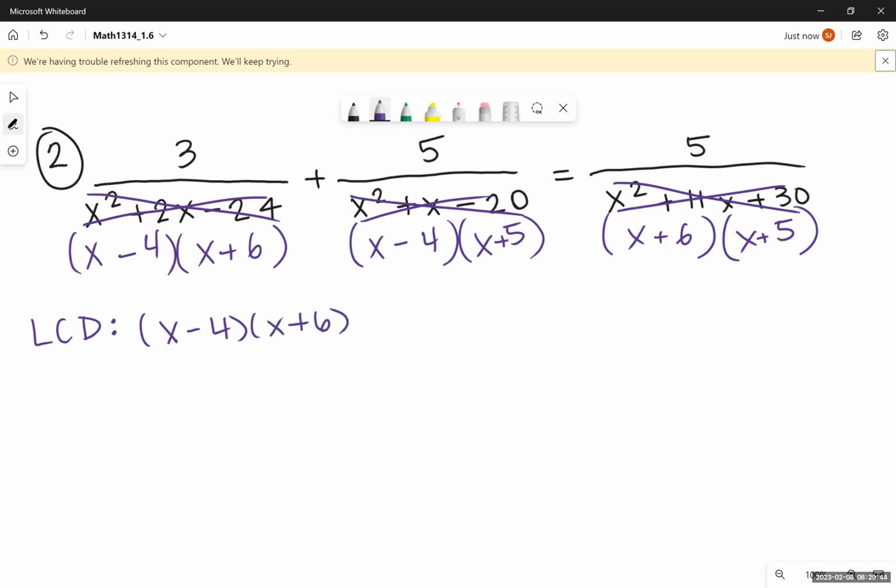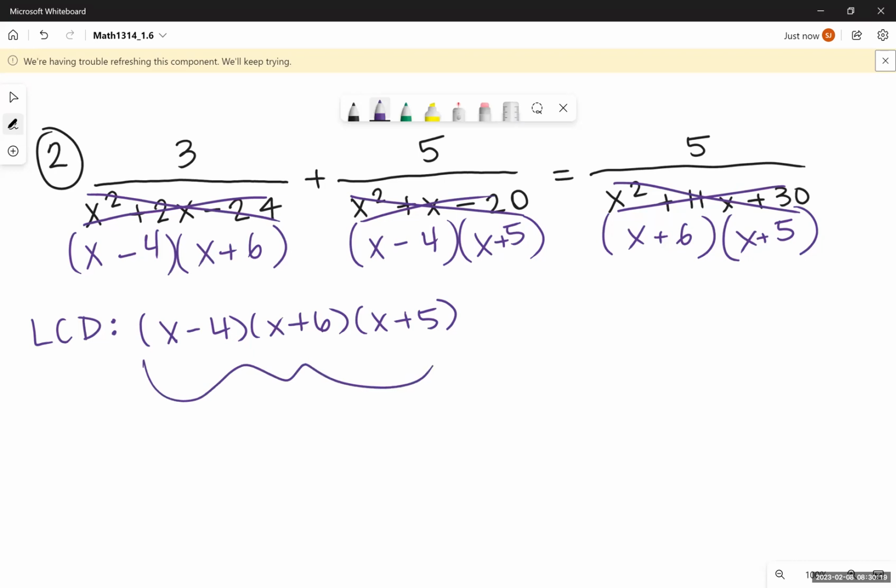Go to the second fraction. That fraction's denominator is made up of the factors x minus 4 and x plus 5. I've already written x minus 4. That's not unique. I'm not going to write that one again, but I am going to write the x plus 5. And then whenever you look at the last fraction, both of those individual factors, they've already been written, right? So I'm done. It's these three right here that make up my LCD.